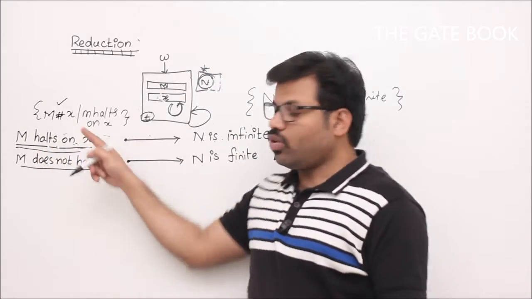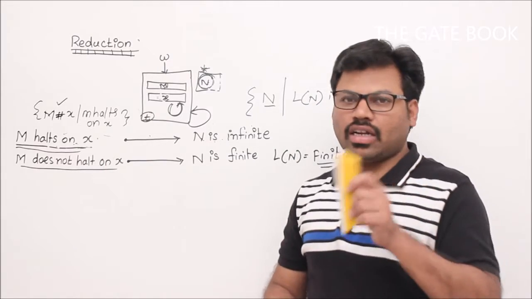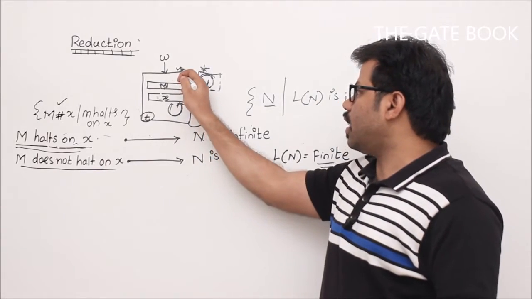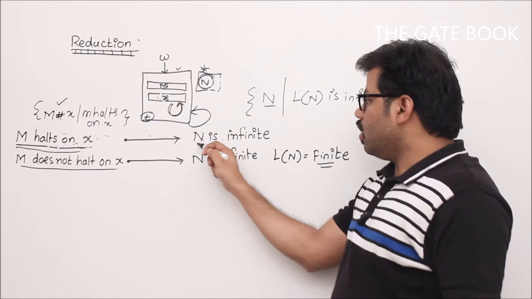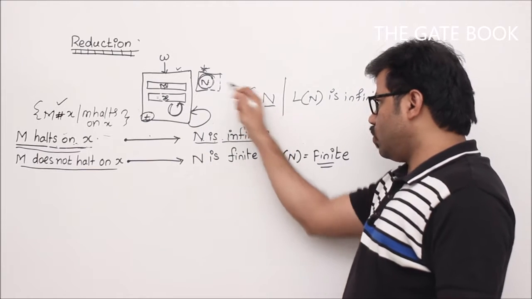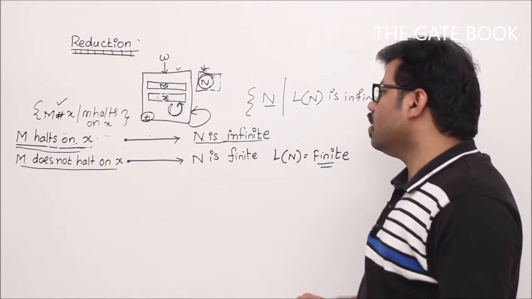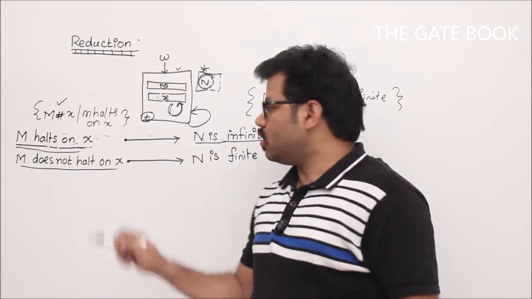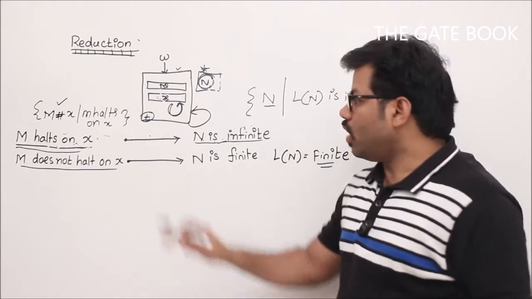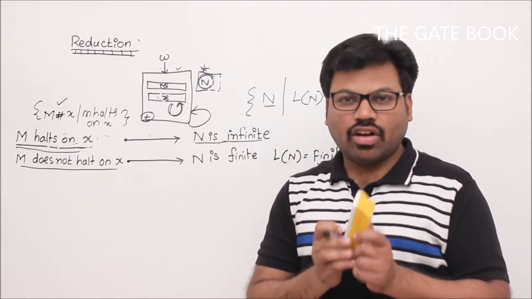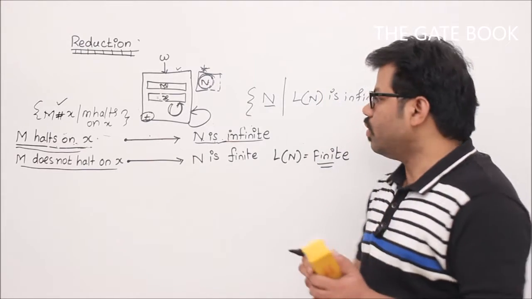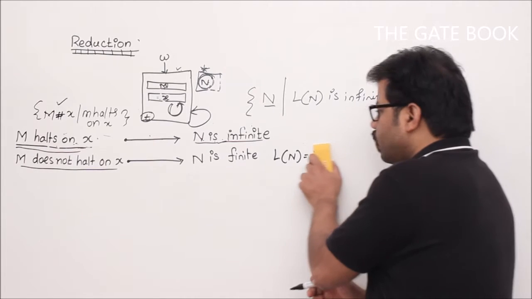That means, if you want to know whether a particular Turing machine halts on x, then simply construct this kind of Turing machine N. If that Turing machine accepts an infinite language, then M halts on x, correct? So this is called reduction. Once you have reduction, then we can see a lot of important details here. I will tell you, so we'll postpone this one.